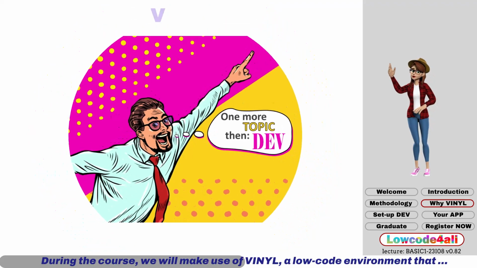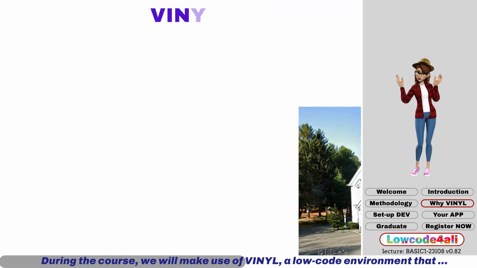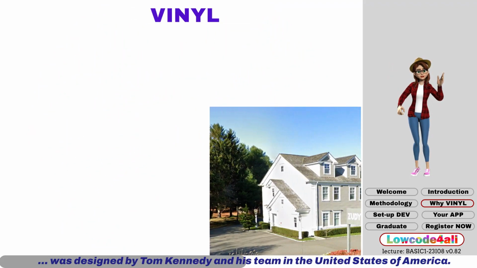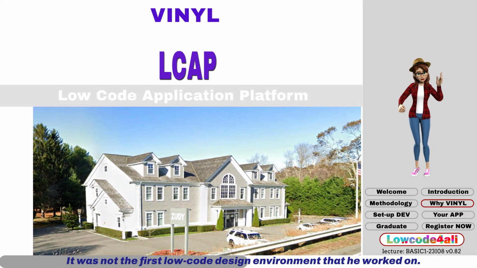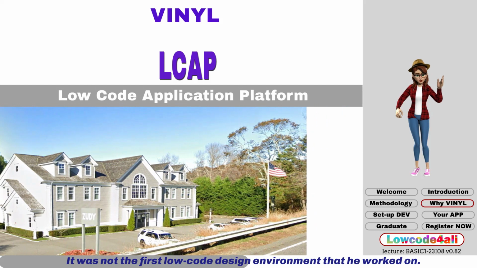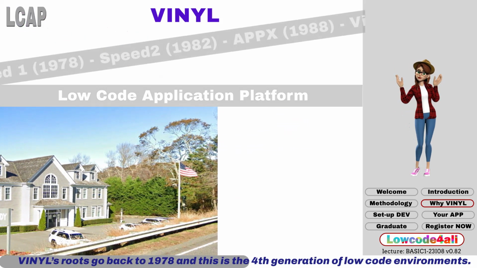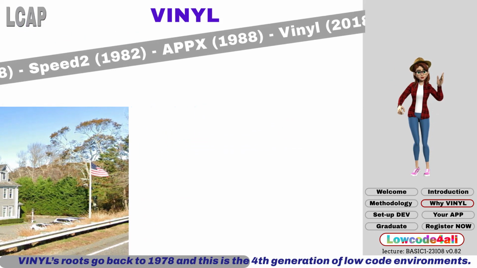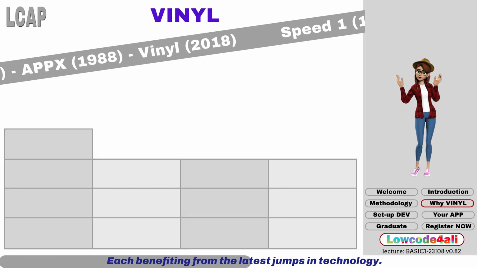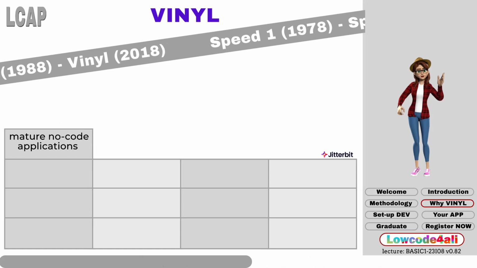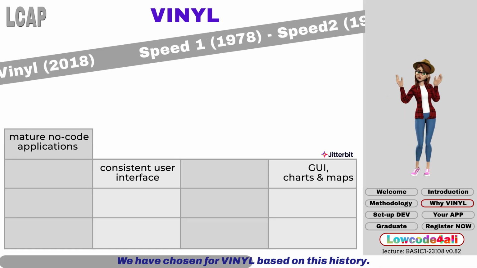During the course, you will make use of Vinyl, a low-code environment that was designed by Tom Kennedy and his team in the United States of America. It was not the first low-code design environment that he worked on. Vinyl's roots go back to 1978 and this is the fourth generation of low-code environments, each benefiting from the latest jumps in technology. We have chosen for Vinyl based on this history.